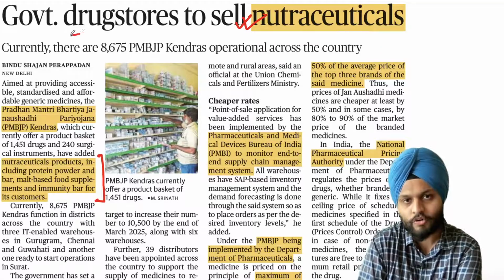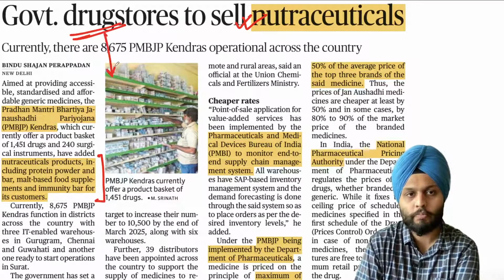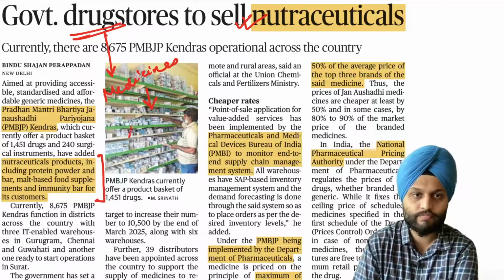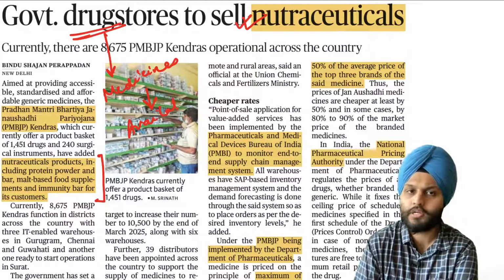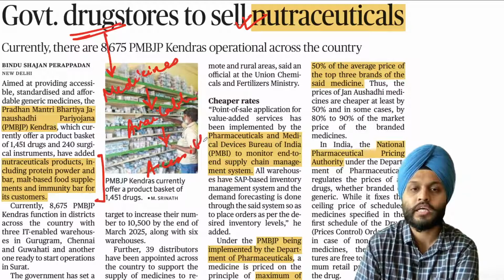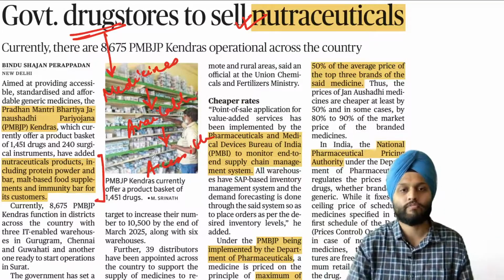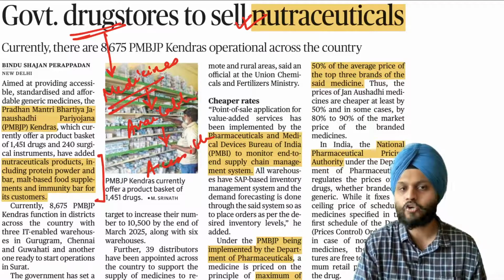So government has its own drugstores. And why does it have its own drugstores? To make sure that medicines or pharmaceuticals are available. Available is fine. They are accessible, right? They are accessible in key areas and they are affordable. Affordable medicines are being provided. So this is the main component.